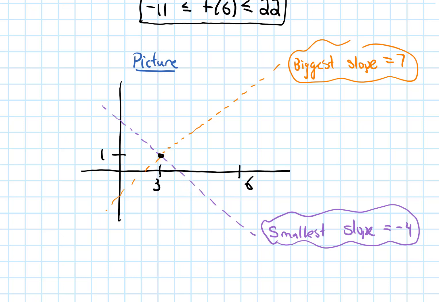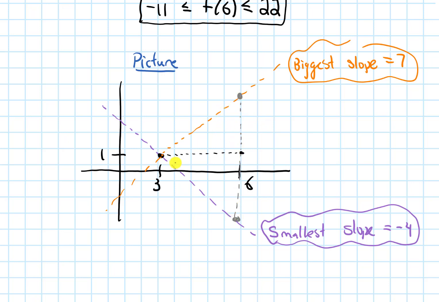And I want to know, when we get to x equals 6, what's the highest up my point could be, or what's the lowest my point could be? Well, I'm going to draw a little guiding point there. The highest up I could be by x equals 6 is up here at the top of this biggest slope line. And the lowest I could be is down here at the bottom of the smallest slope line. So let's figure out how high up and low I have to go to reach those points.